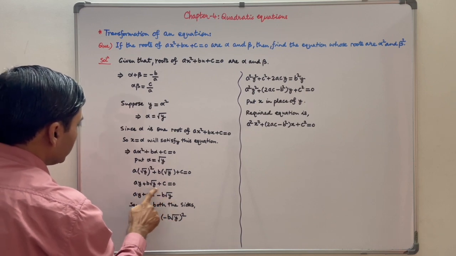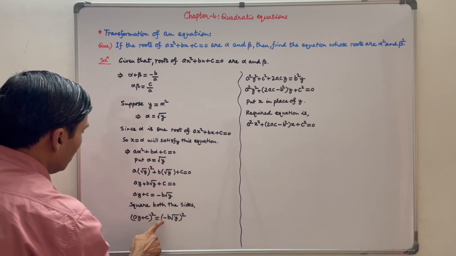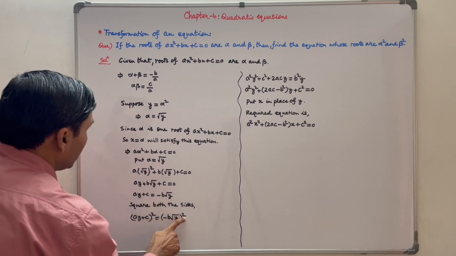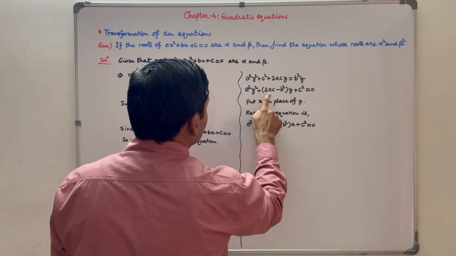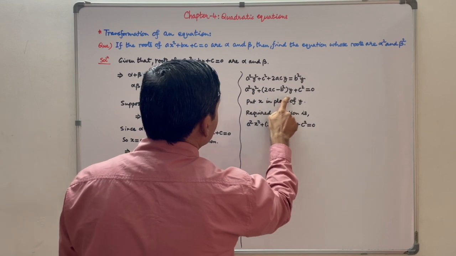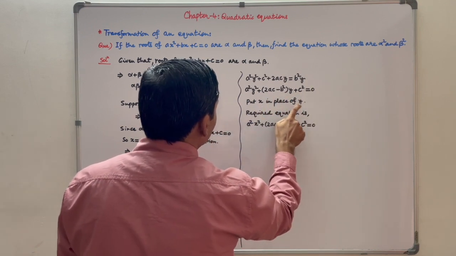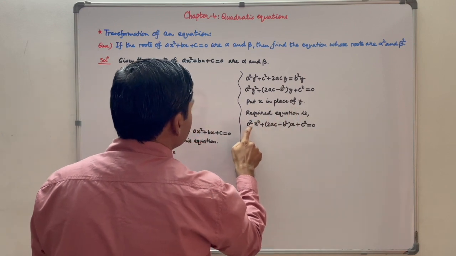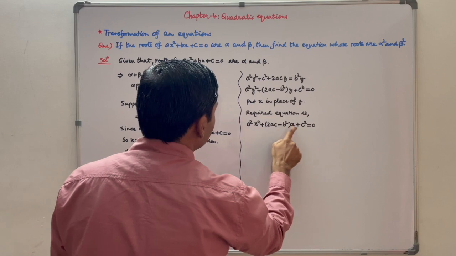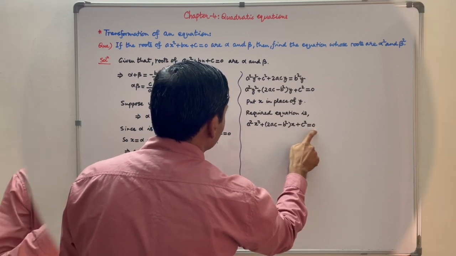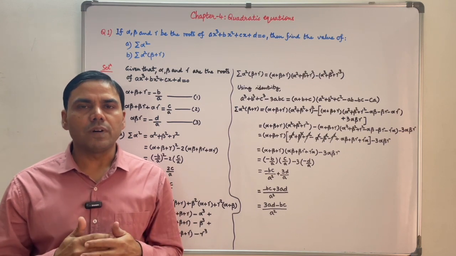Now square both sides of this equation. So ay plus c whole square is equal to minus b root y whole square. So the equation is a square y square plus 2ac minus b square into y plus c square is equal to 0. Put x in place of y. So the required equation is a square x square plus 2ac minus b square into x plus c square is equal to 0. Let us see a couple of questions based on what we have learned so far.